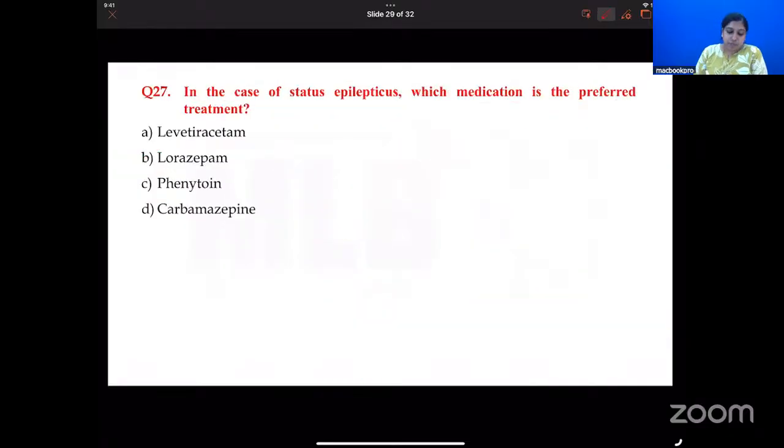Next, in case of status epilepticus, which medication is preferred for the treatment? Now tell me. For a patient with status epilepticus, which treatment is preferred?